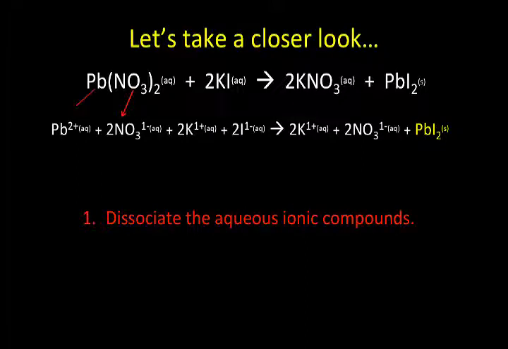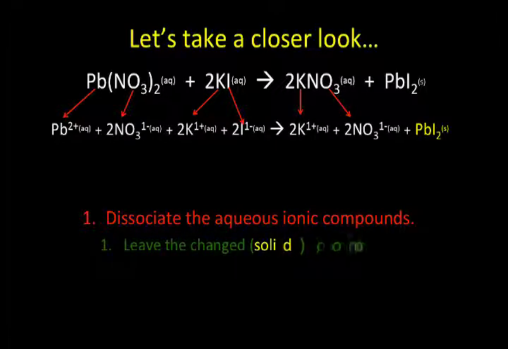So the lead nitrate is going to break up into one lead 2 plus and two nitrate aqueous ions. The potassium iodide breaks up into the two Ks and two I's. The potassium nitrate on the right-hand side in the products is still two Ks and two nitrates. What we're going to leave alone is that solid lead iodide. It's a solid in water. It's not soluble. I've handed out the solubility flow chart so you can find out whether any ionic compound is soluble or not in water. And lead iodide is not, if you go through the flow chart.